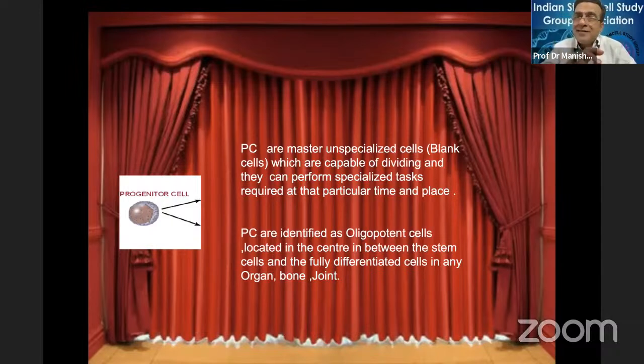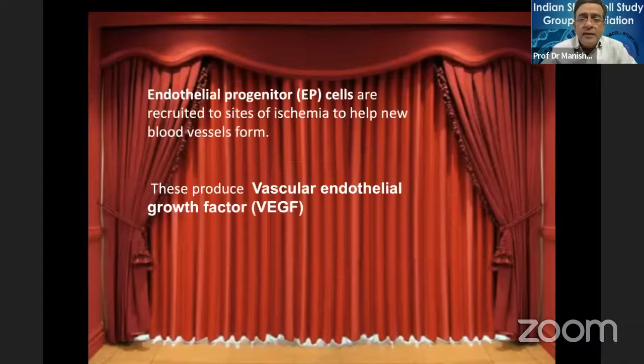So these progenitor cells are the cells which lie in between the fully differentiated cells of that organ, organ meaning bone for us, joint for us, and the stem cells. So they have a capability. For example, just to make it very short and clear, in orthopedics we are more concerned with angiogenesis, the non-union, the delayed union, and the less vascularity. So the endothelial progenitor cells are the cells which are recruited to the site of ischemia to make the blood vessels grow.